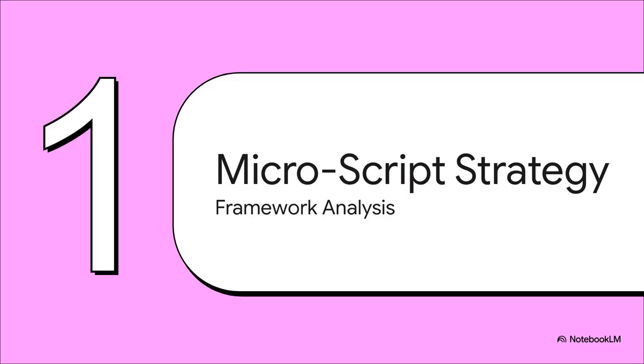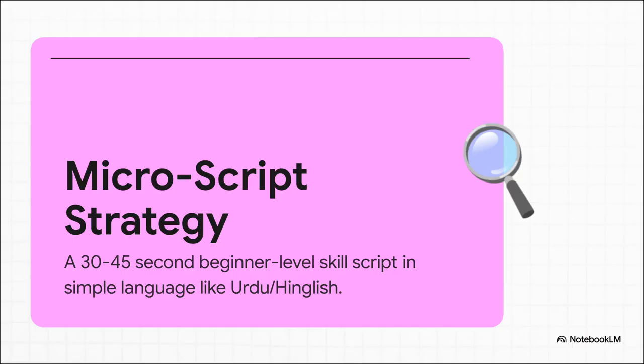Section 1. The Microscript Strategy. The microscript strategy sets some incredibly specific guardrails. We're looking at a script designed to run exactly 30 to 45 seconds. It's targeted at a beginner-level skill, and interestingly, our source material highlights writing this in simple Urdu or Hinglish. Why? Well, because you literally have to speak your audience's exact language. You need to remove every single barrier to entry. When you combine this hyper-specific, super short time frame with a highly relatable conversational linguistic approach, you create the ultimate solution for short-form retention. You aren't just talking at your audience, you're conversing with them in the most accessible way possible.